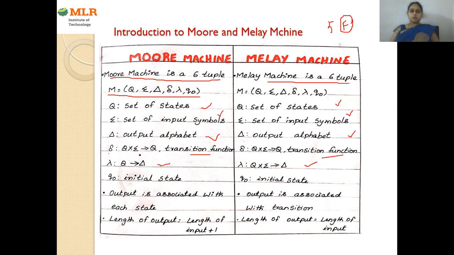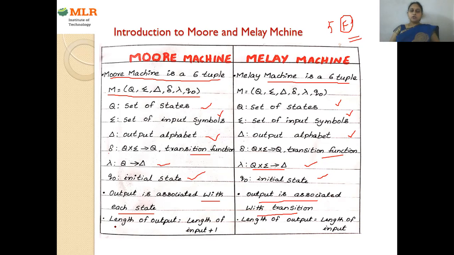What does it represent? In the Moore machine, the output is associated with each state, so based on the state you represent the output. In the Mealy machine, the output is associated with the transition. That is why lambda shows the difference between the Moore and Mealy machines. Q naught is the initial state in both cases, and here you don't find the final state.